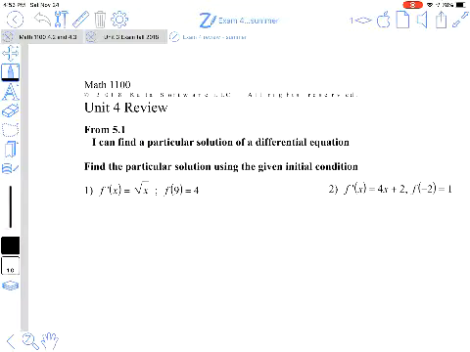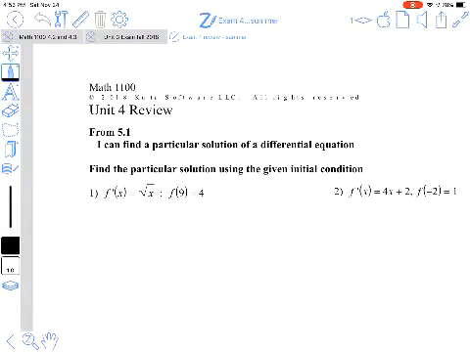All right, this is the Unit 4 review. First two questions come from section 5.1. This is called finding a particular solution. What that means is we use indefinite integration to find the antiderivative and then find the particular value of c using this initial condition.